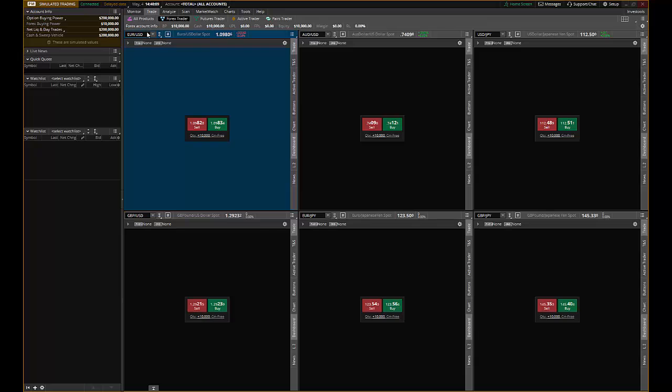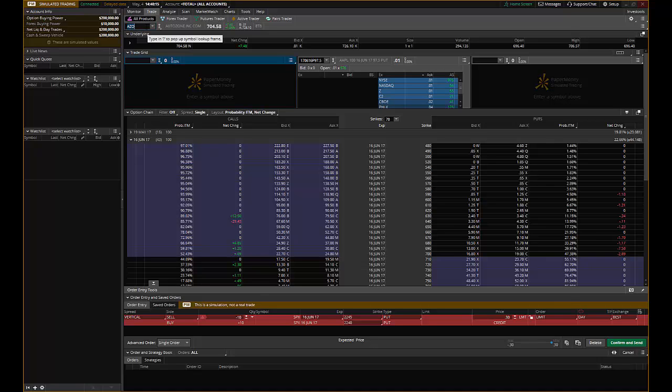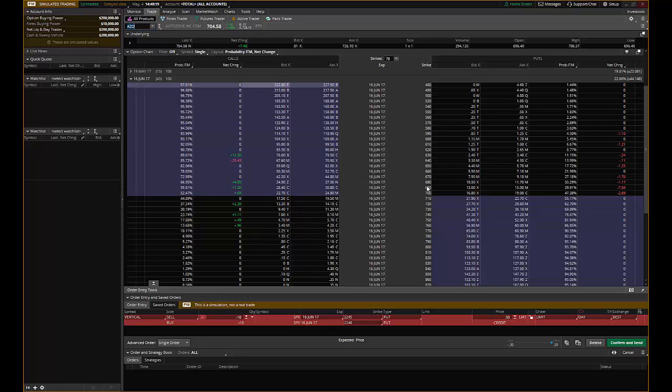So there's a few ways to access the Analyze tab, but one of the main ways is to go up and look at a trade. So let's go ahead and look at all products. I'm going to go ahead and look at AutoZone. So AutoZone's currently trading at 704. I'm looking to put on a put spread, maybe about a 10 probability of in the money.